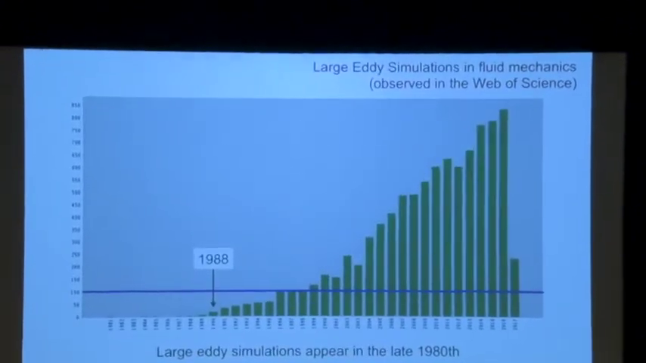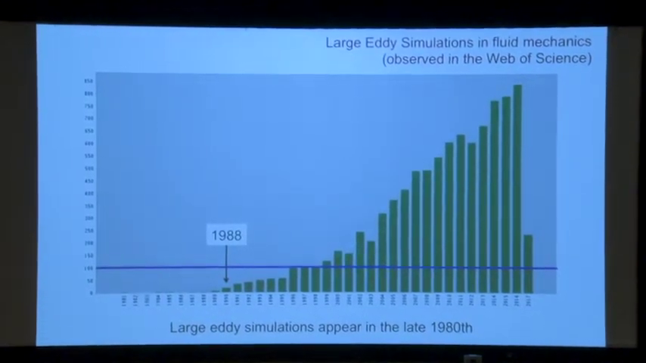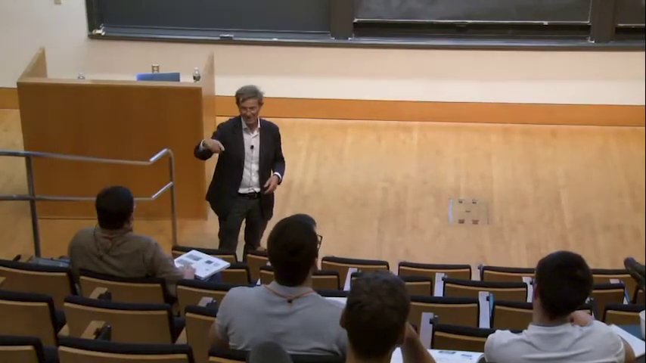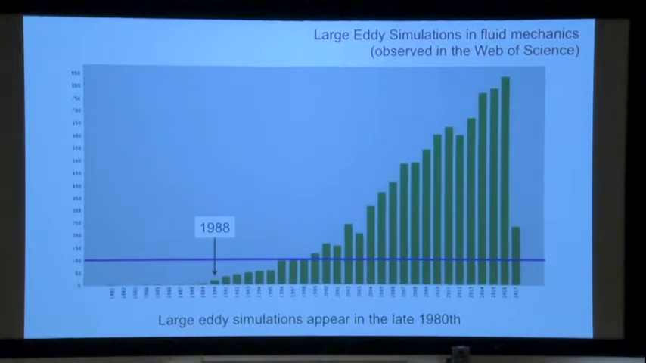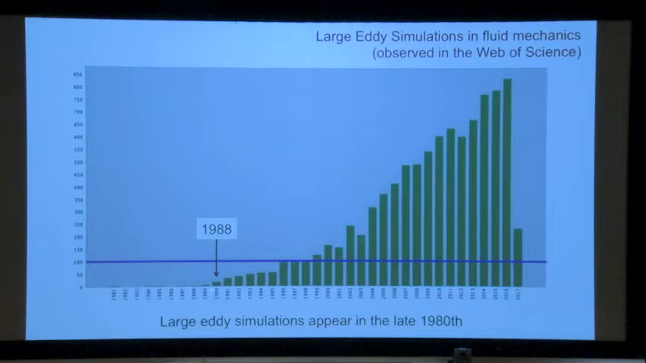This is showing, and then we'll stop, the growth of large eddy simulation in fluid mechanics. You can do that by putting the words large eddy simulation, fluid mechanics, in the Web of Science, and you get this. So you see that the starting point was around 1988. Very little LES in fluid mechanics before that time. And it goes to about 800, 900 papers per year on LES.